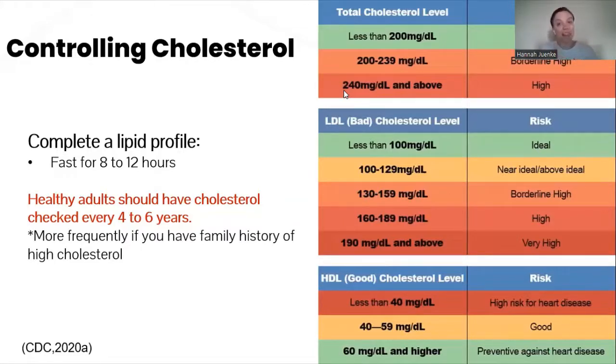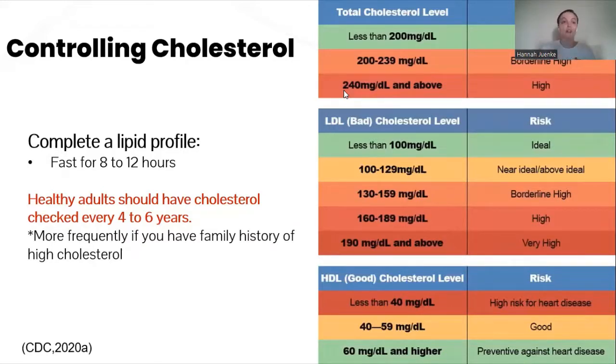For men and women, it is different from a couple of slides ago. For men, if it's less than 40, that is considered an increased risk for developing heart disease. And then for women, if it's less than 50, same thing. So those are our low levels, and we don't want that. We want our HDL actually on the higher end.